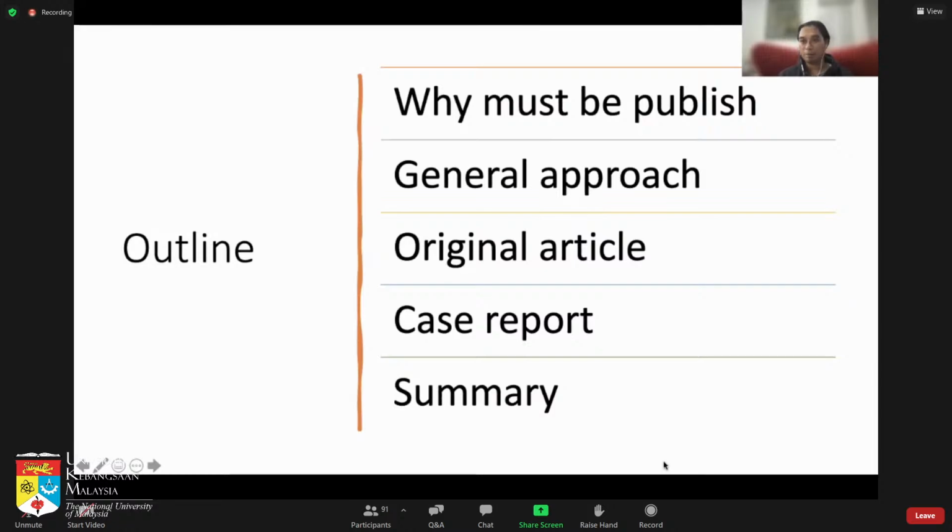One is why must we publish. As doctors, all of you are going to be specialists, but what is the importance of us publishing papers? I will speak on the general approach. How do we want to get our work published? And then I will speak a bit on the way for us to publish original articles and the way for us to publish case reports. And finally, I will summarize my talk. I think, of course, there are many other forms of publication that I am not going to speak on, but I guess I'm going to give you a general view on the attitude and the right approach for us to get our work published.